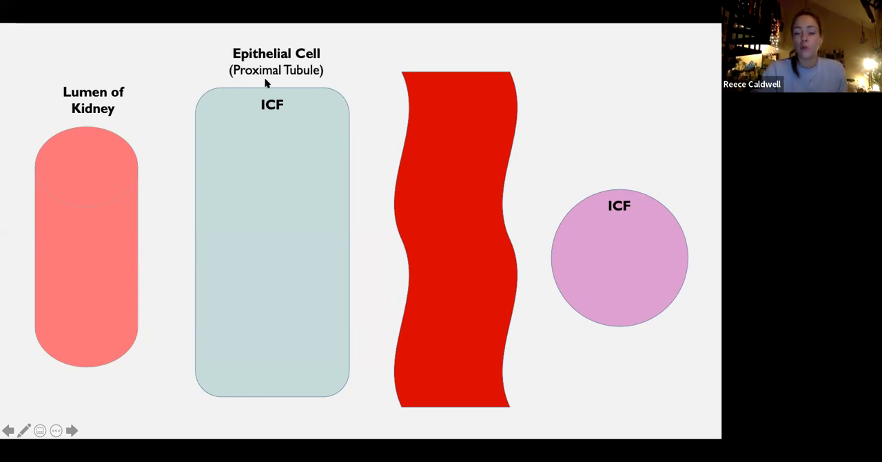Then we have that renal proximal tubule cell that we were talking about in that chart. For now, just know of it as an epithelial cell. In lecture, you'll learn more about the details of the renal proximal tubule cells. I think that comes in unit 3. But for now, just know that a renal proximal tubule cell is an epithelial cell. Then we have the ECF, aka the blood. And then lastly, we have a muscle cell.